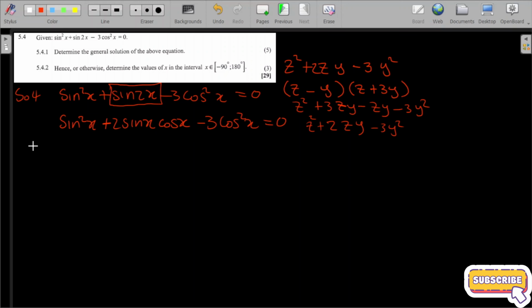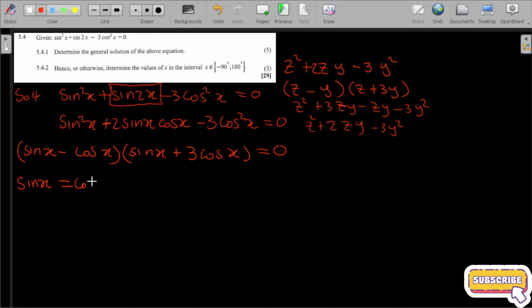Now let's factorize here. So I'm going to use sine as z in this case, and then minus cos x, in this case as y, and then another bracket, which is z, sine in this case, and then plus 3, which is this 3, and then y, which is cos x. So it's equal to 0. Then from here, this is just sine x equals cos x, and this here is just sine x equals negative 3 cos x.